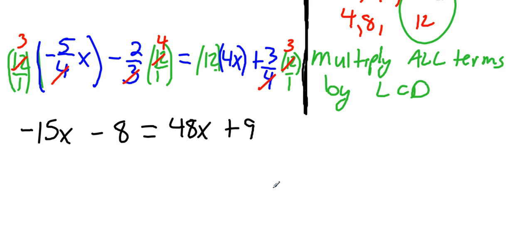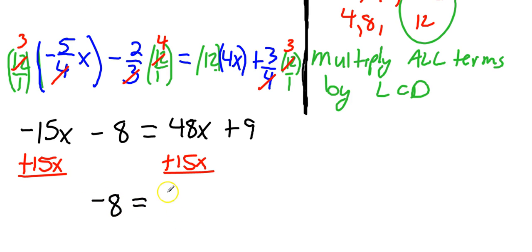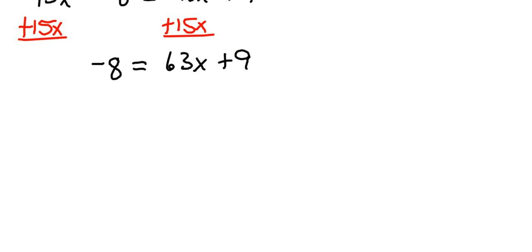So now we'll just move the x's to one side, numbers to the other, and just see what you have for an answer. I usually like to work with the negatives. Get rid of the negatives first. So if you've got a negative 15x, we can add 15x to both sides. So it's negative 8 equals 63x plus 9.